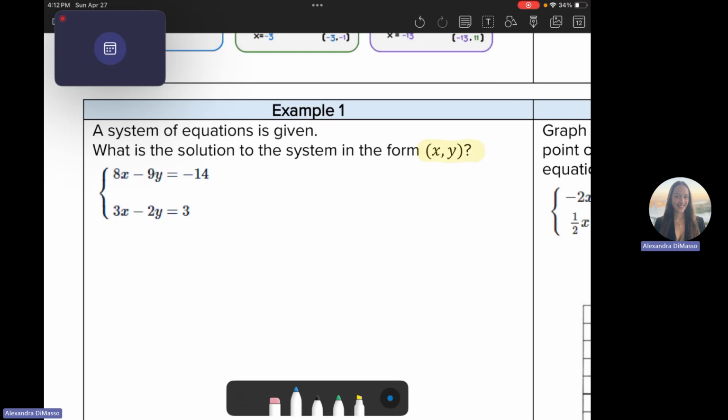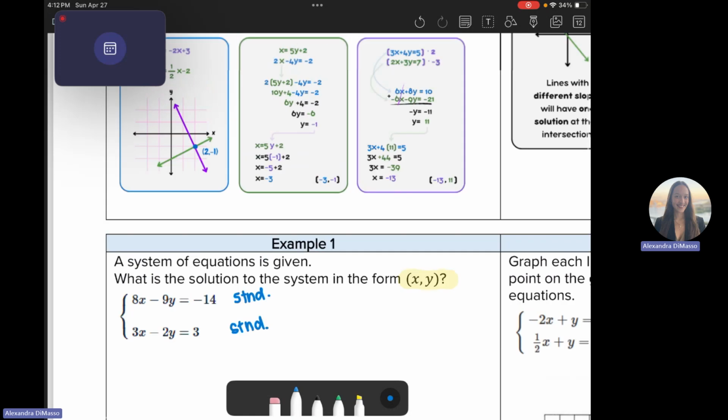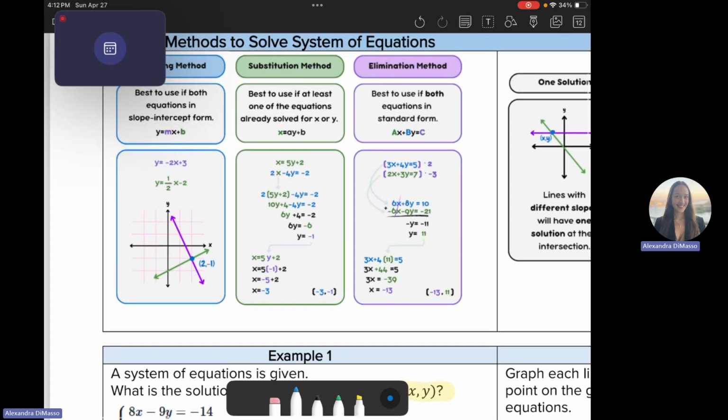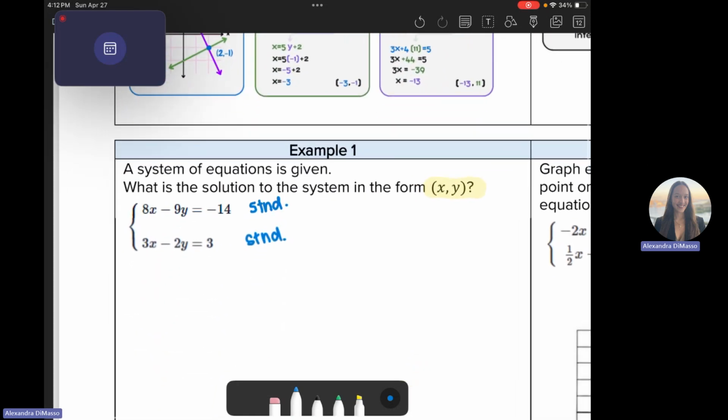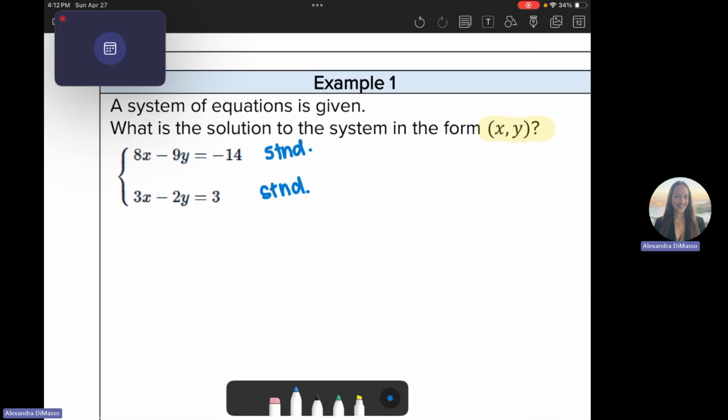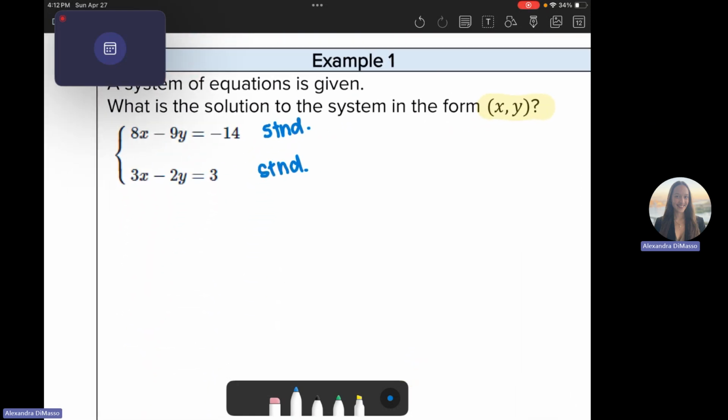Now, if I look at these two equations that I'm given, this first one is in standard form. The second one is also in standard form. So when both equations are in standard form, the best choice to use is going to be elimination for this problem. For elimination, all we're trying to do is get either the x or the y variables to eliminate or cancel out. And in order to do that, it's very, very easy.